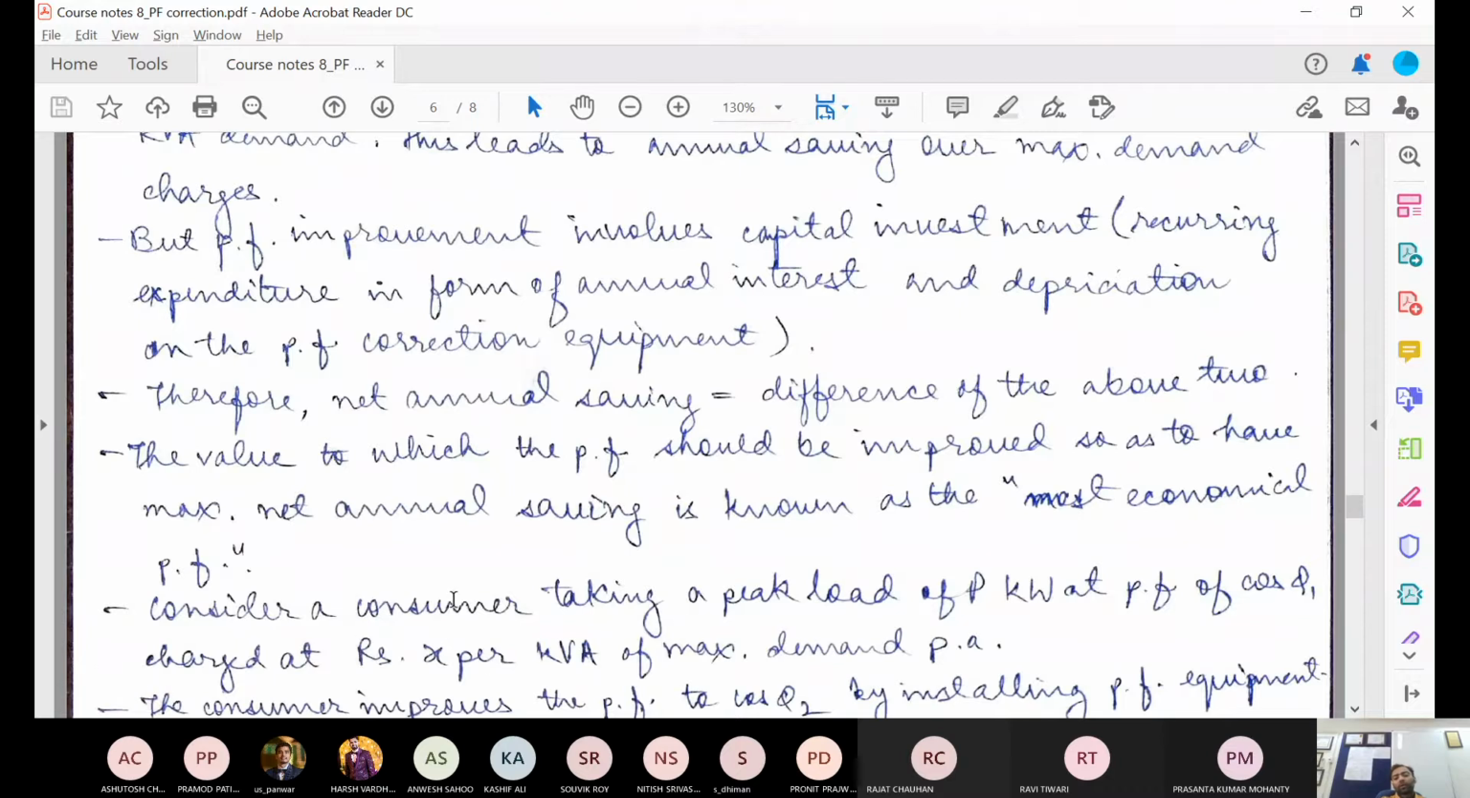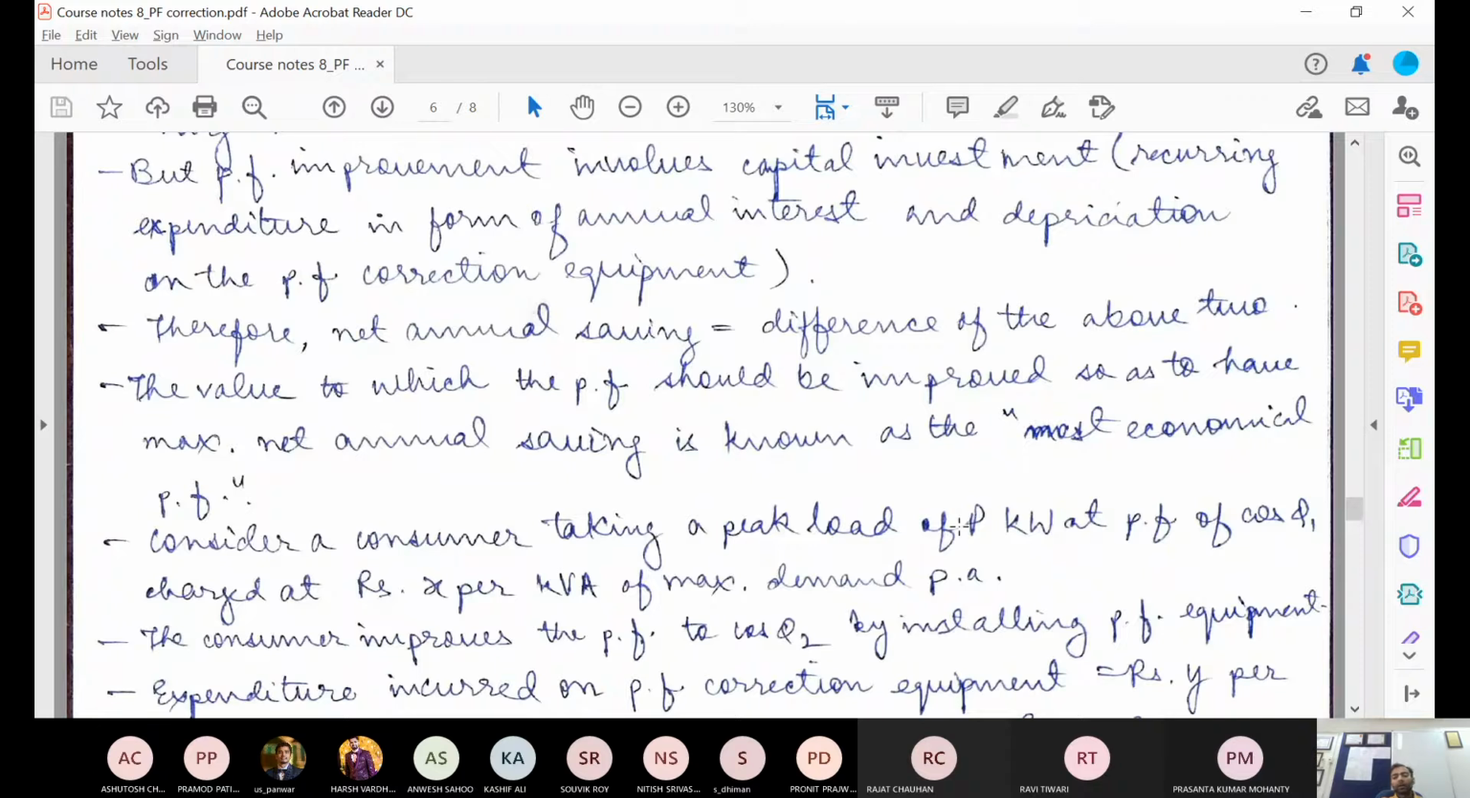So let's consider a consumer who is having a peak load of P kilowatt. So the real power demand, peak power demand, is P kilowatt at some power factor of cos phi 1. And the electric utility in that region, whoever is the distribution company supplying to that consumer, is charging this consumer at rupees X per kVA of maximum demand per annum. Okay. So this is a demand charge, not the energy charge. So that is the expenditure side.